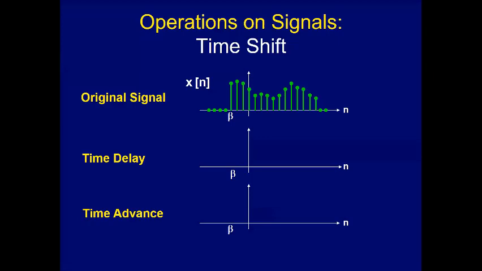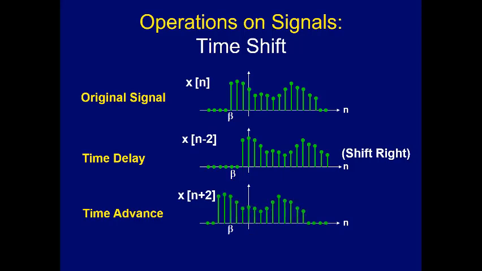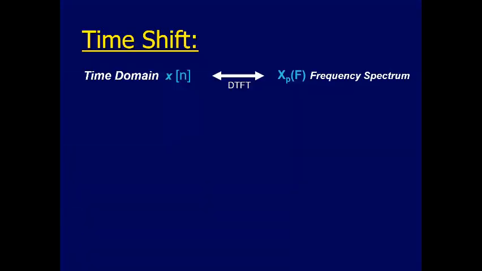Time shifting, we actually already applied this theorem. We looked it up on the table and applied it to our delta sub n minus 1 sequence. It applies both for time delays, where we have x sub n minus 2 shifts to the right, or time advances, if we had x sub n plus 2 shifting things to the left. Both obey the same principle when we take their discrete time Fourier transforms.